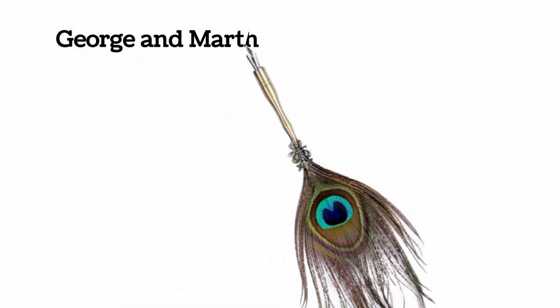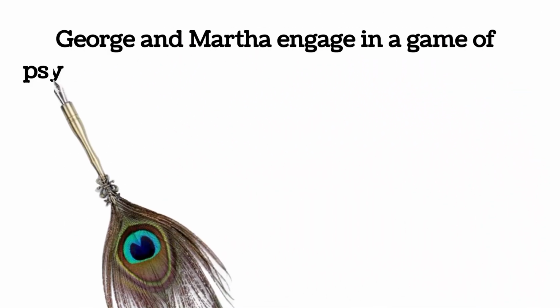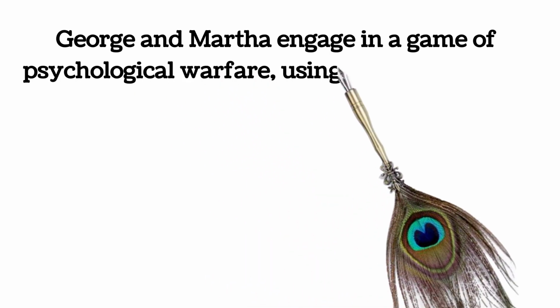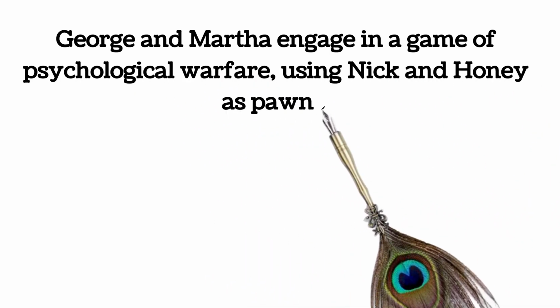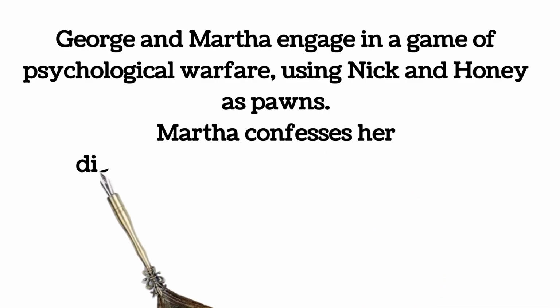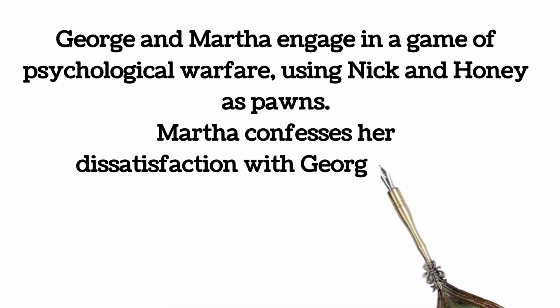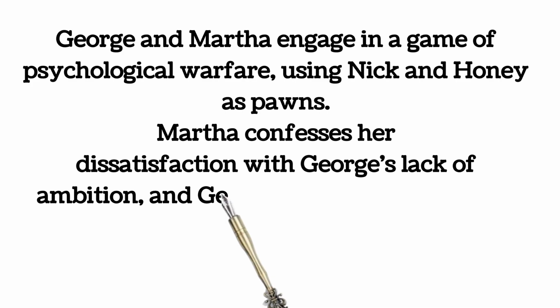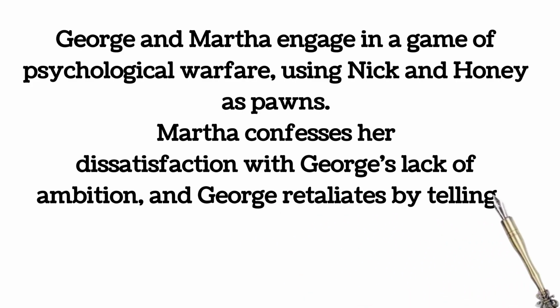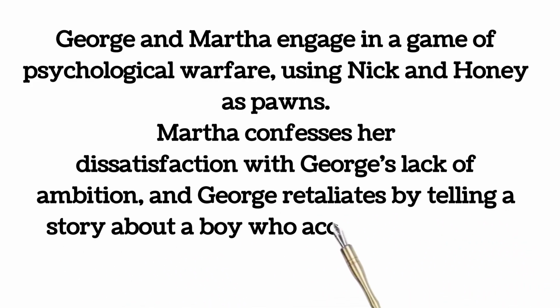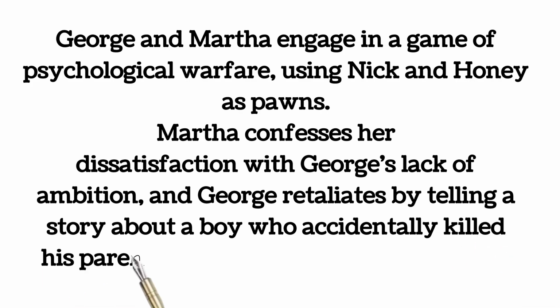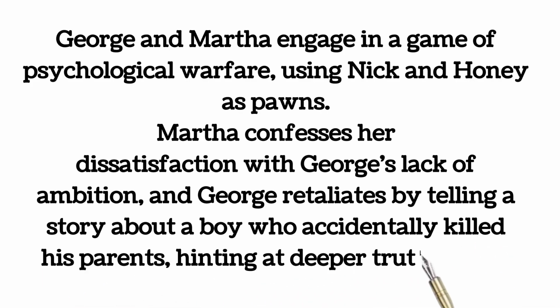George and Martha engage in a game of psychological warfare, using Nick and Honey as pawns. Martha confesses her dissatisfaction with George's lack of ambition, and George retaliates by telling a story about a boy who accidentally killed his parents, hinting at deeper truths about himself.